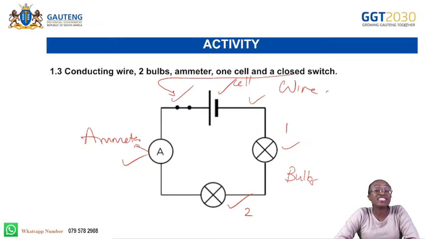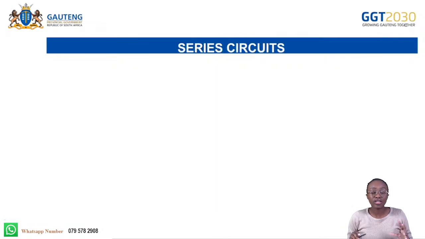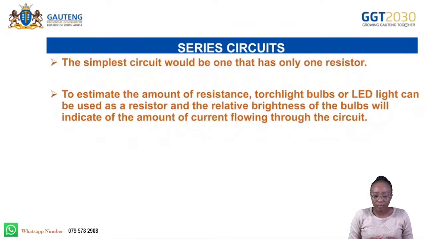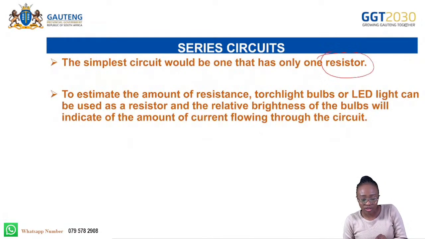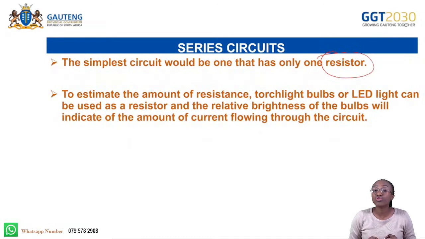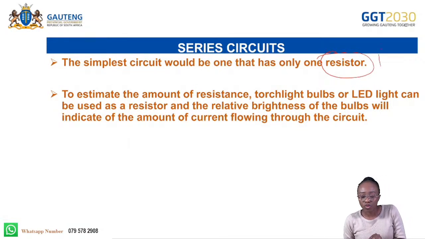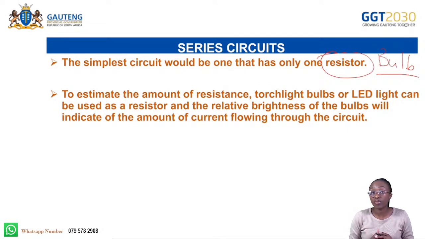Welcome back, learners. Now let's continue with our lesson. Now that we know how to draw a series circuit, let's learn more about series circuits. The simplest circuit would be one that has only one resistor. Remember, when we were learning how to draw a simple circuit, the simple circuit had one resistor. That one resistor was in the form of a torch bulb.